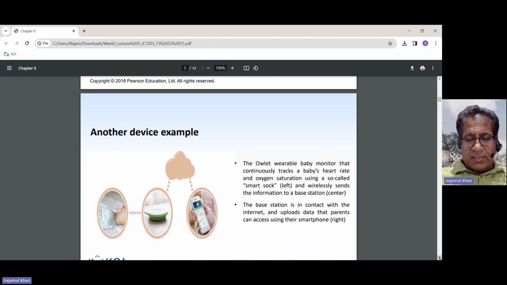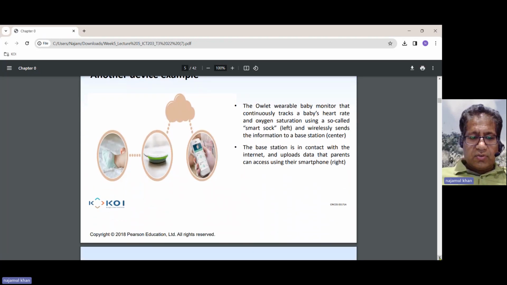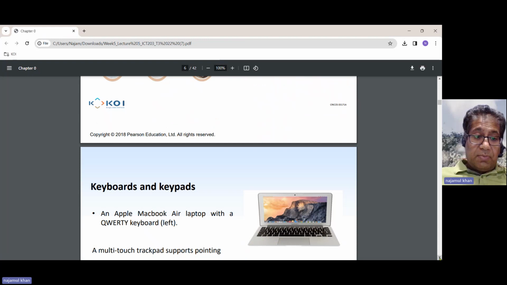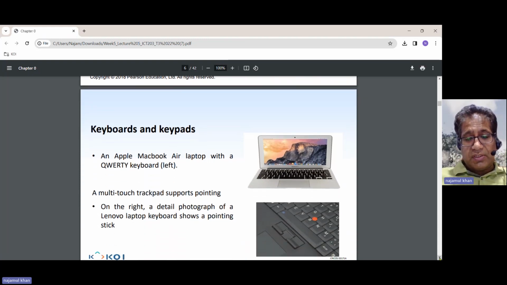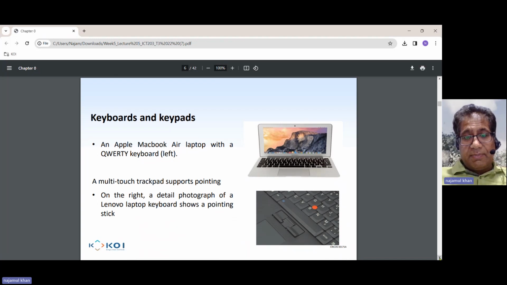Okay, let's keep moving here. We've got a lot of slides to cover. Now, keyboards and keypads, you are all aware of them. The importance of these keyboards and keypads is, without a doubt, very high.